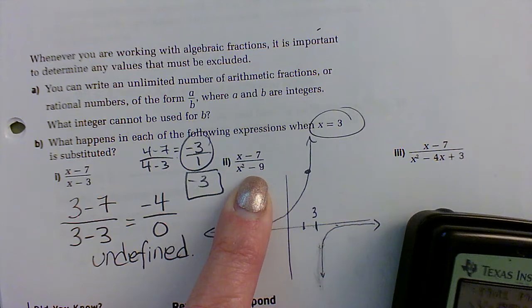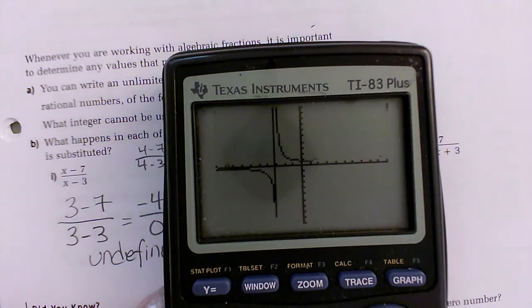So let's just say that I popped this guy in. I'm going to change this one to be an x squared minus 9. Look at this thing. It's got 2.